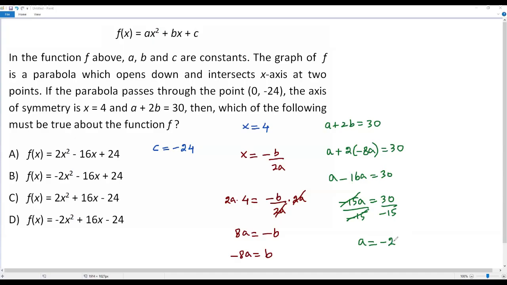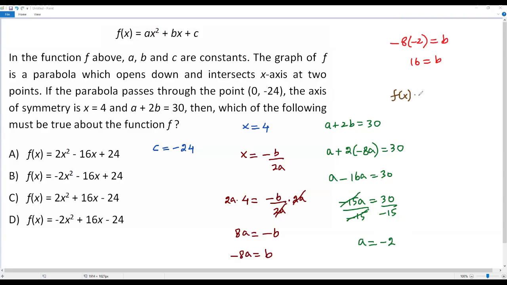Now I got the value of a. We can plug in negative 2 for a in this equation to get the value of b. That is negative 8 times negative 2 equals b. Negative times negative becomes positive, so 16 equals b. Now I got the values of all three constants a, b and c.